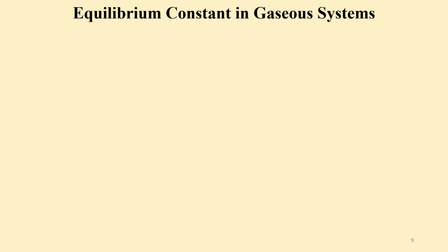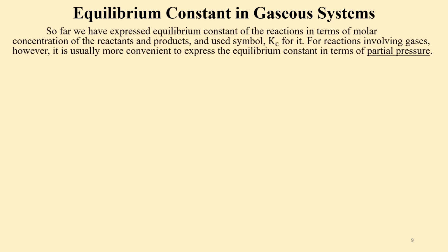Equilibrium constant in gaseous systems. So far we have expressed equilibrium constant of reactions in terms of molar concentration of reactants and products, and we use the symbol Kc for the same. For reactions involving gases, however, it is more convenient to express the equilibrium constant in terms of partial pressure. Please remember, for gaseous system we use partial pressures.